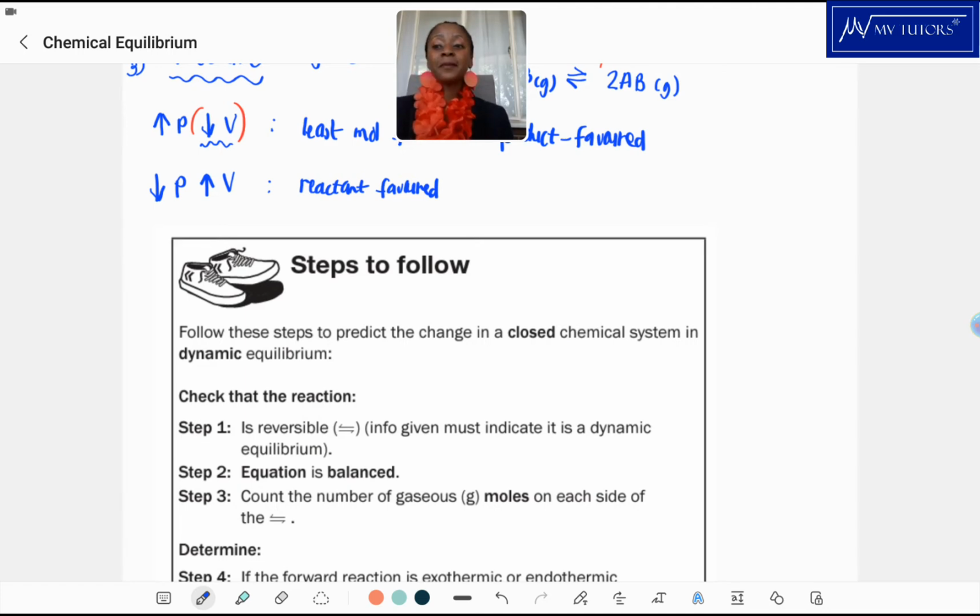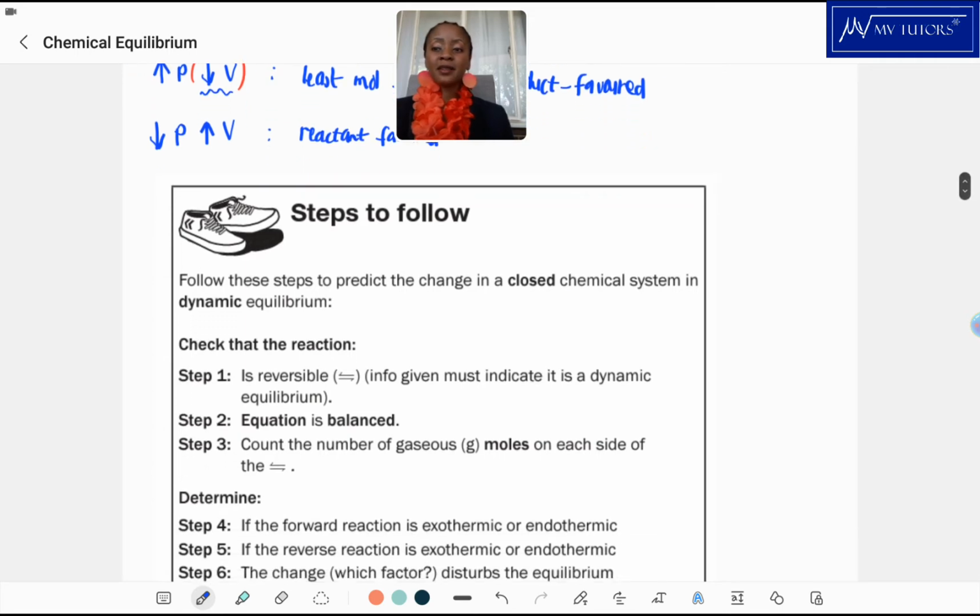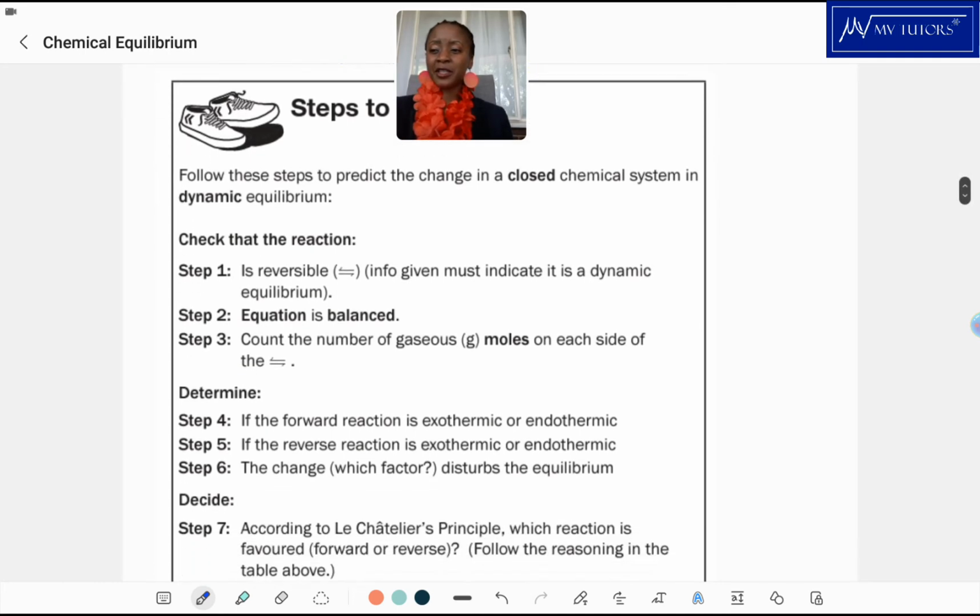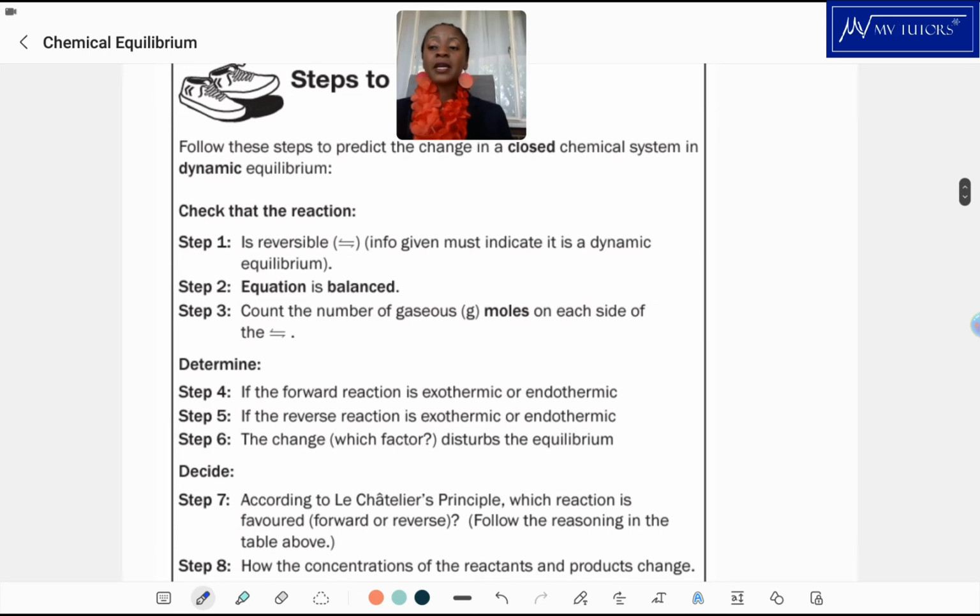Okay, and then step number 3, count the number of gaseous moles on each side. That's also applicable to the pressure. What if you change pressure? And then step number 4, determine if the forward reaction is exothermic or endothermic, as well as the reverse reaction.